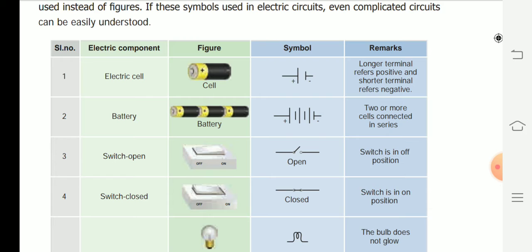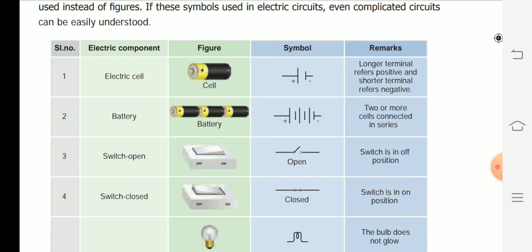Third one, switch open. Switch open means the switch is in off position. Next, switch closed. It means the switch is in on position. If the switch is open, it is in off position.